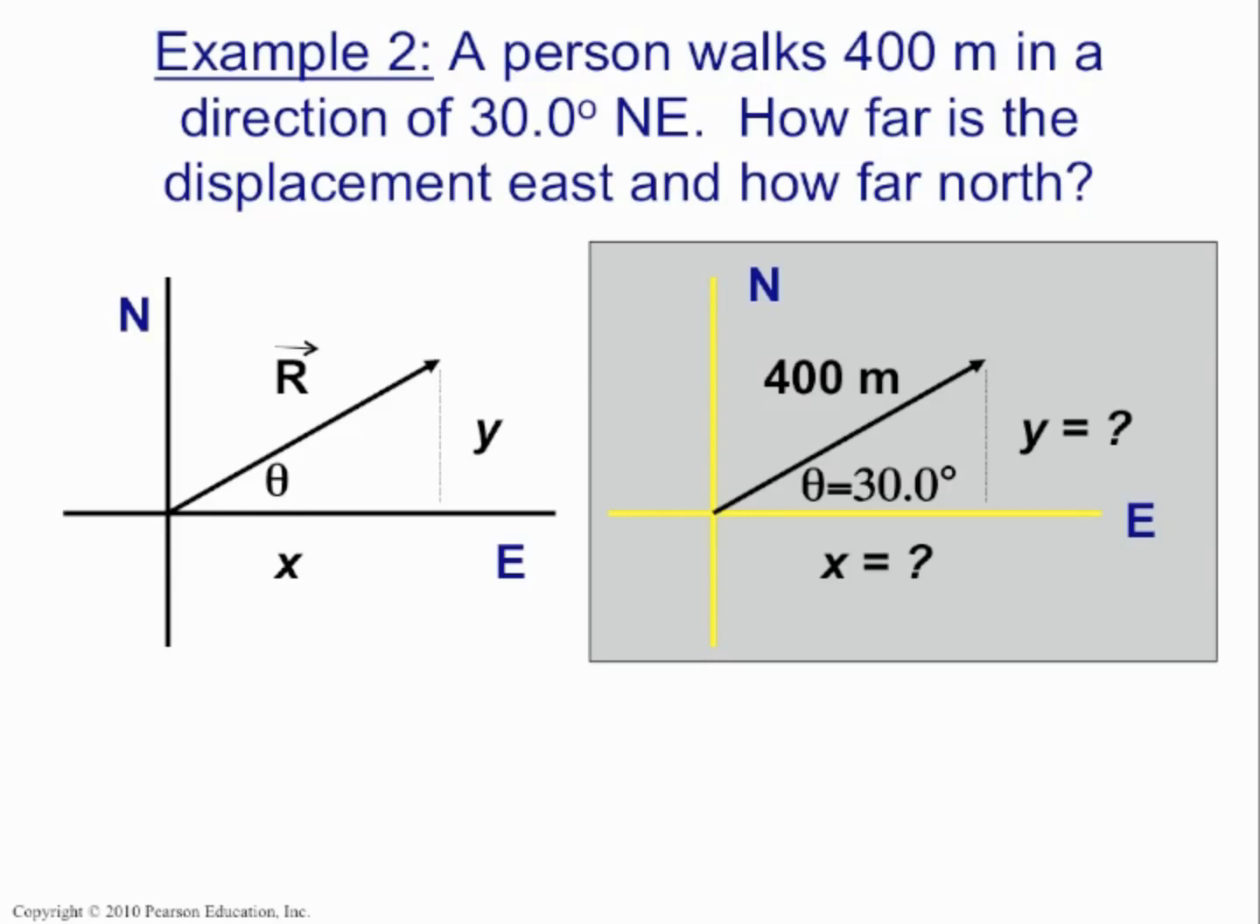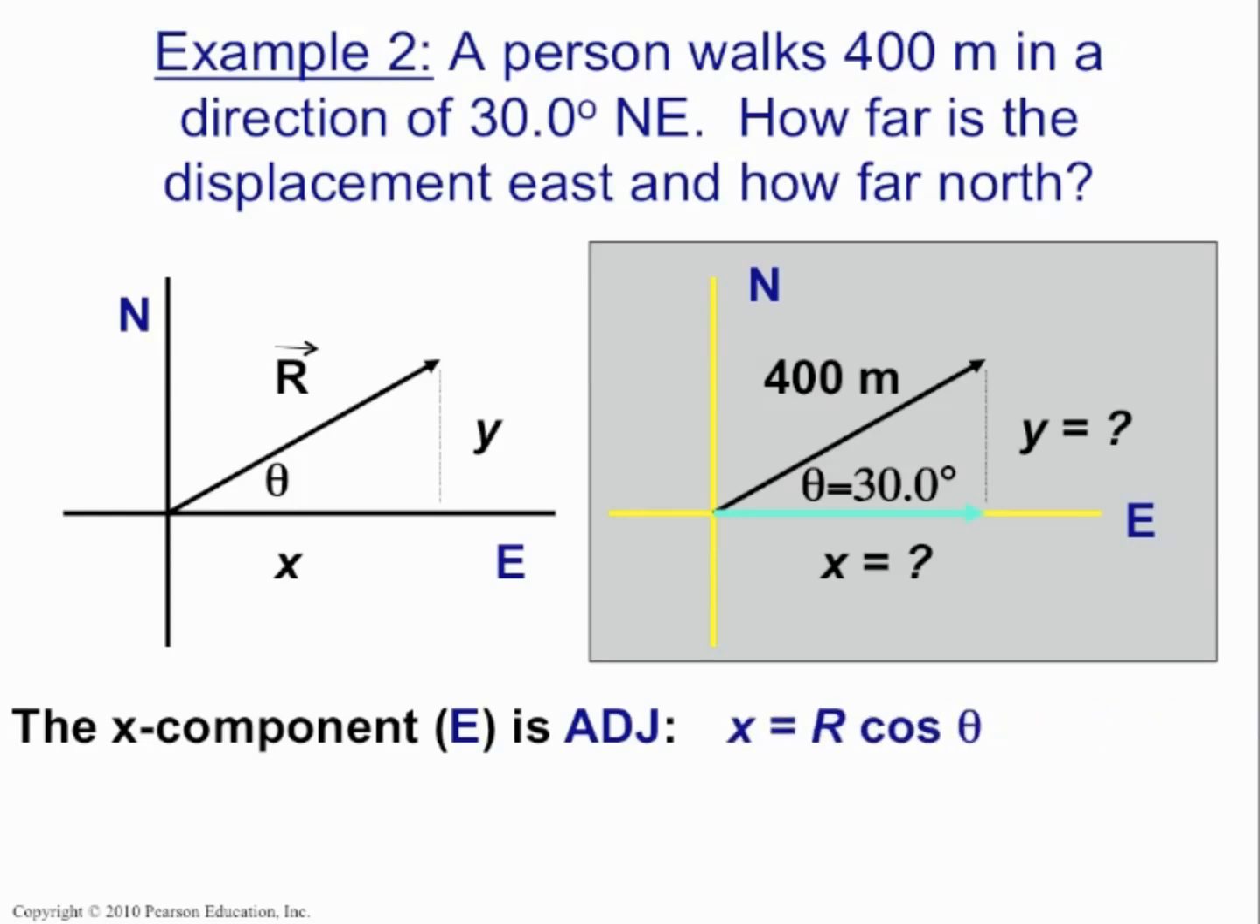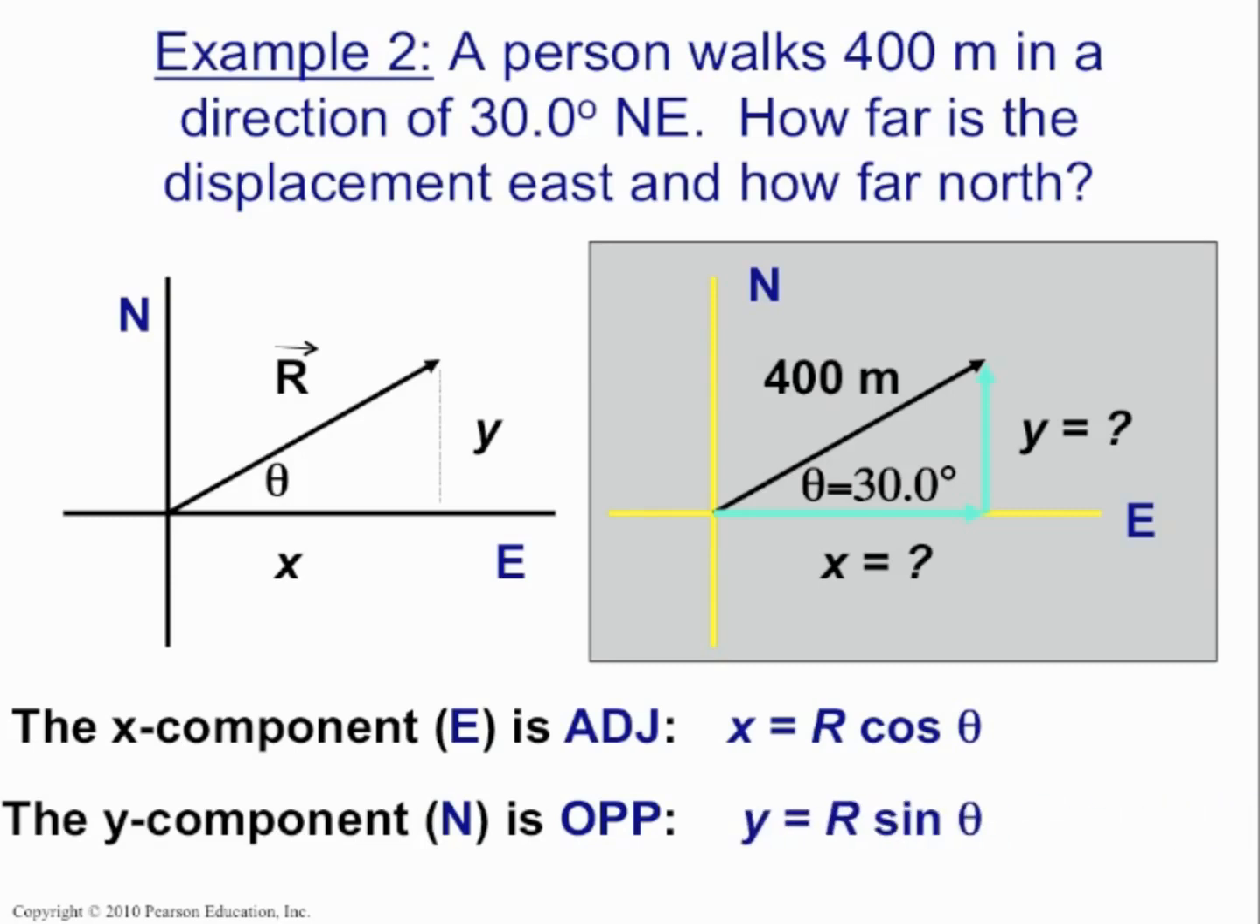Okay, so continuing with the answer, we can finish our sketch and put in the 30 degrees there. We know that the x component, or the east component, is going to be the adjacent to that angle, and we're going to calculate it with x equals r cosine theta. We also know that the y component, or northern component, is the side opposite to theta, and we'll calculate it with y equals r sine theta. You should have ended up with these answers. X is 346 meters east. Y is 200 meters north.